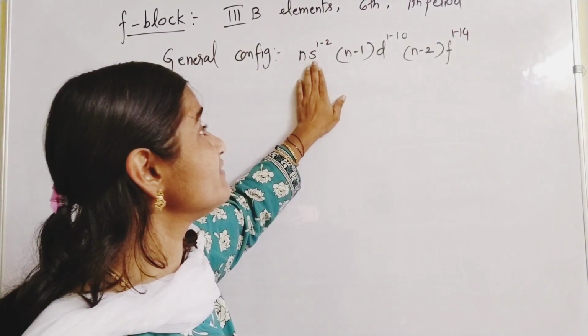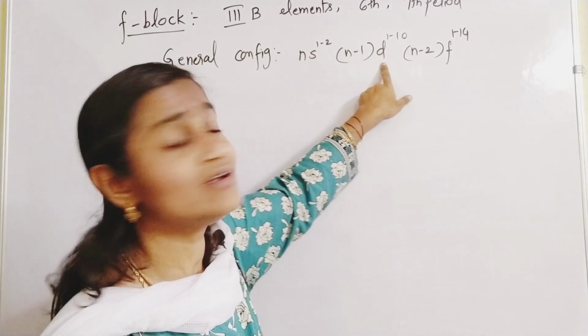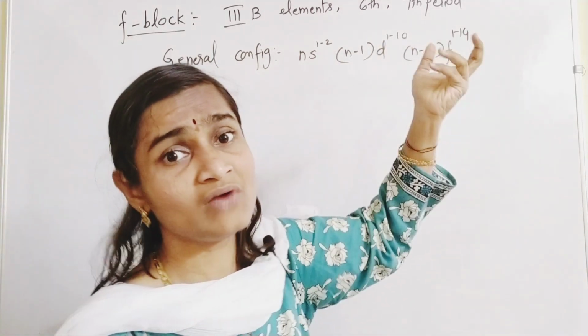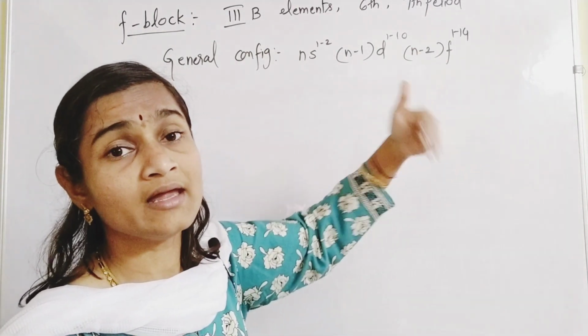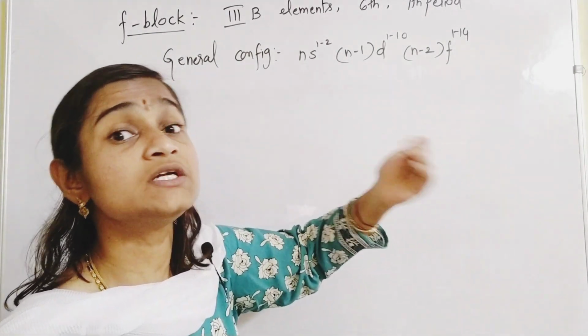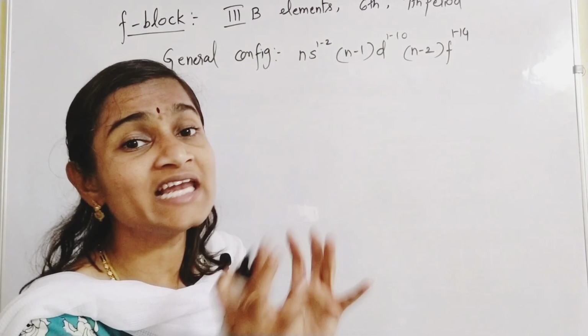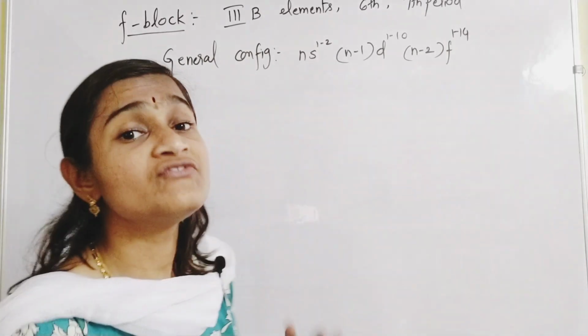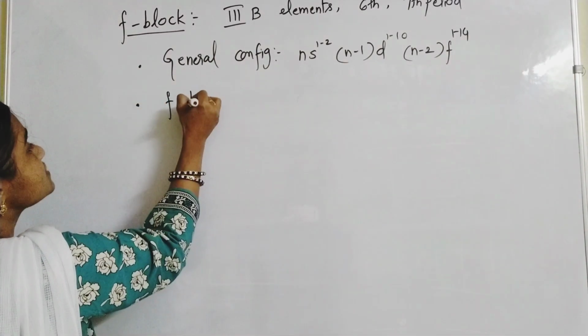The ultimate shell, the last orbit, will have ns 1 to 2 electrons. The last but one shell will have d electrons filled up to 1 to 10. And the anti-penultimate shell, last but 2, has (n-2)f 1 to 14. This is the general configuration for what? F block elements.